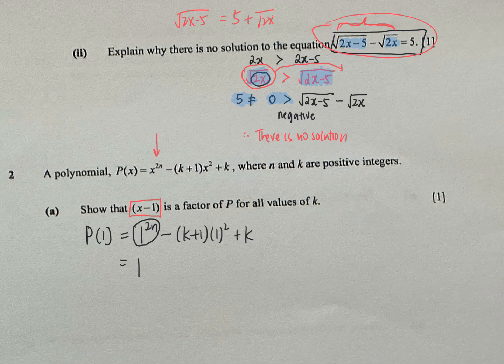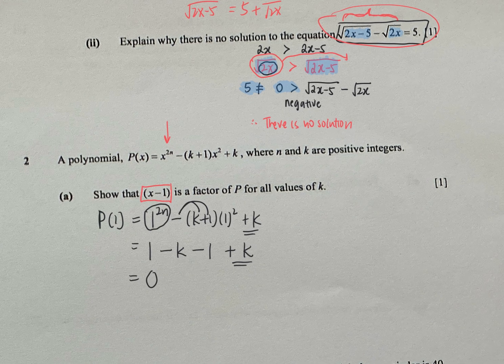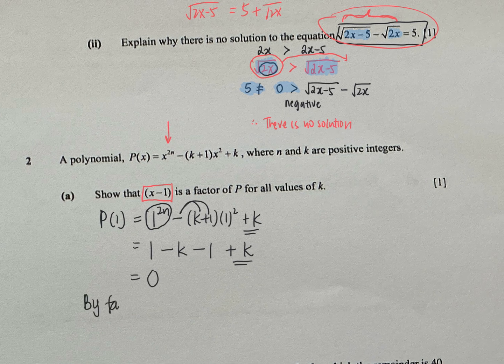Then this one, you just expand, you get minus k minus 1 plus k here. So you simplify, you get 0. When it's 0, you know by the factor theorem, since the remainder is 0, therefore x minus 1 is a factor. So I just need you to sub in and show me that it's 0.